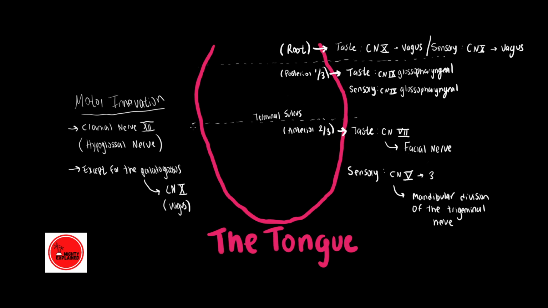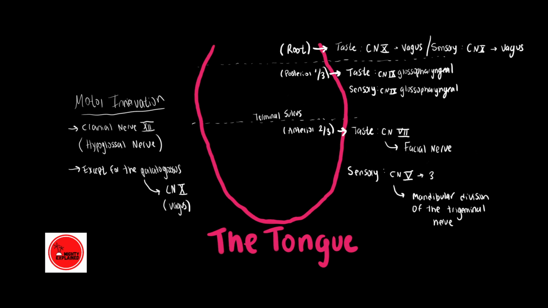And over here you can see this dotted line separating the posterior 1/3 and the anterior 2/3, and this is called the terminal sulcus. And so this structure might be a little bit easier to appreciate on a gross specimen or in an anatomy course, but for our purposes, it's just important to understand that it separates these two segments of the tongue. So let's get right into motor innervation.